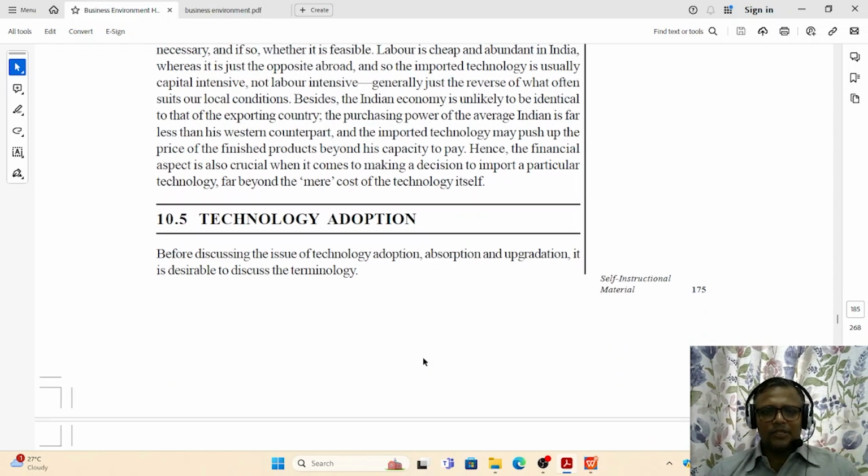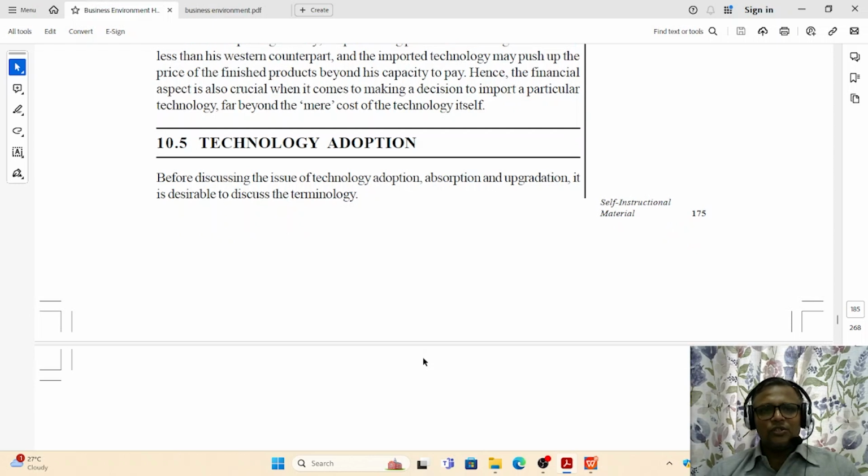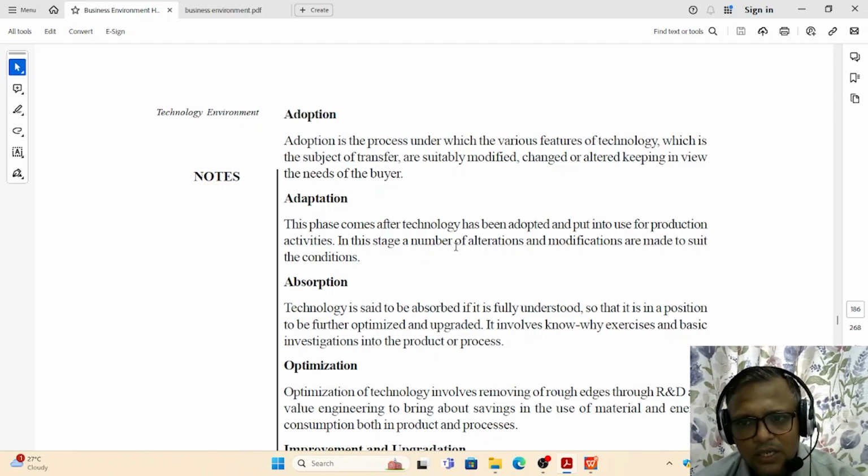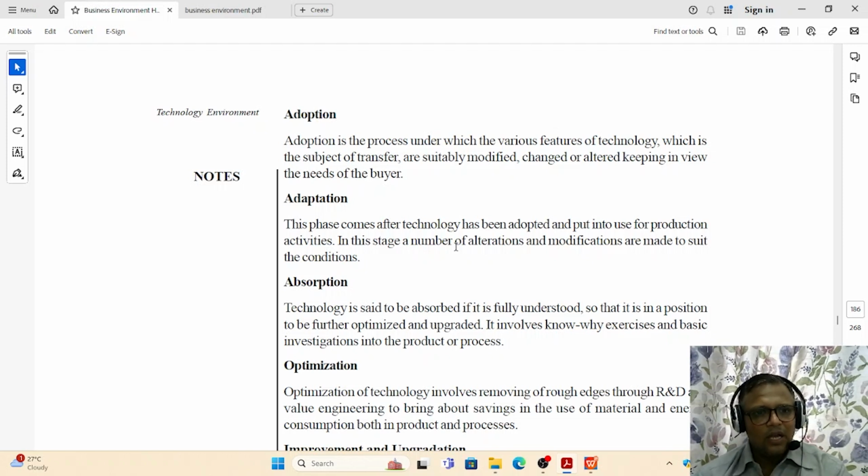Next is technology adoption. Before discussing the issue of technology adoption, absorption and upgradation, it is desirable to discuss the terminology. Adoption is the process under which the various features of the technology that is the subject of transfer are suitably modified, changed, or altered, keeping in view the needs of the buyers. Whereas adaptation is a phase which comes after the technology has been adopted and put into use in production activities. In this stage, a number of alterations and modifications are made to suit the conditions.